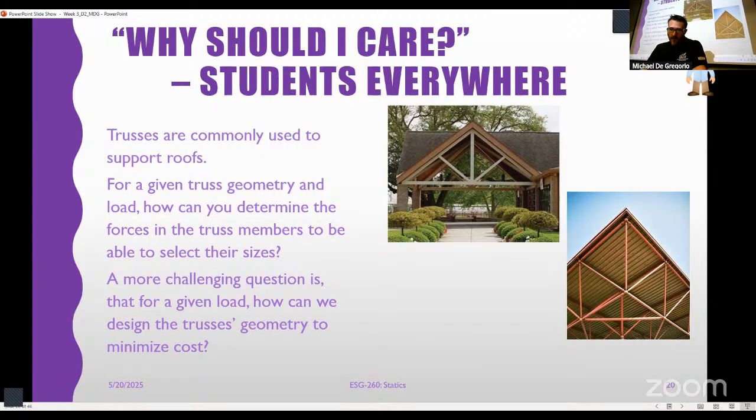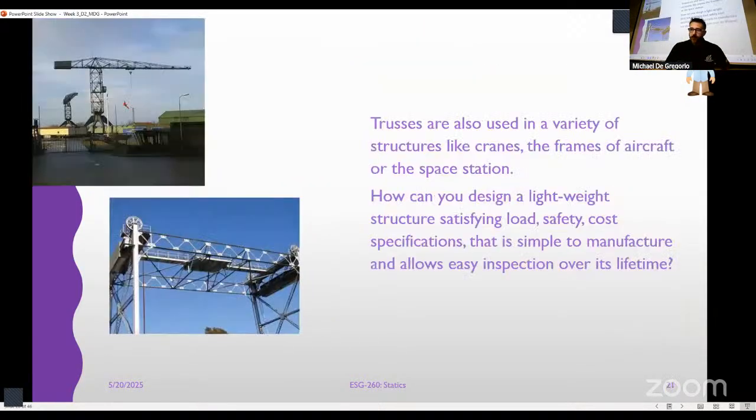Again, a more challenging question is that for a given load, how can we design truss geometry to minimize our cost, right? And that again goes back to materials and things of that nature, right? Trusses are also used in a variety of structures like cranes, you know, frames of aircraft. The human body is technically a truss. Your skeleton is a truss, right? How can you design a lightweight structure satisfying load, safety, and cost specifications that is simple to manufacture and allows easy inspection over its lifetime.